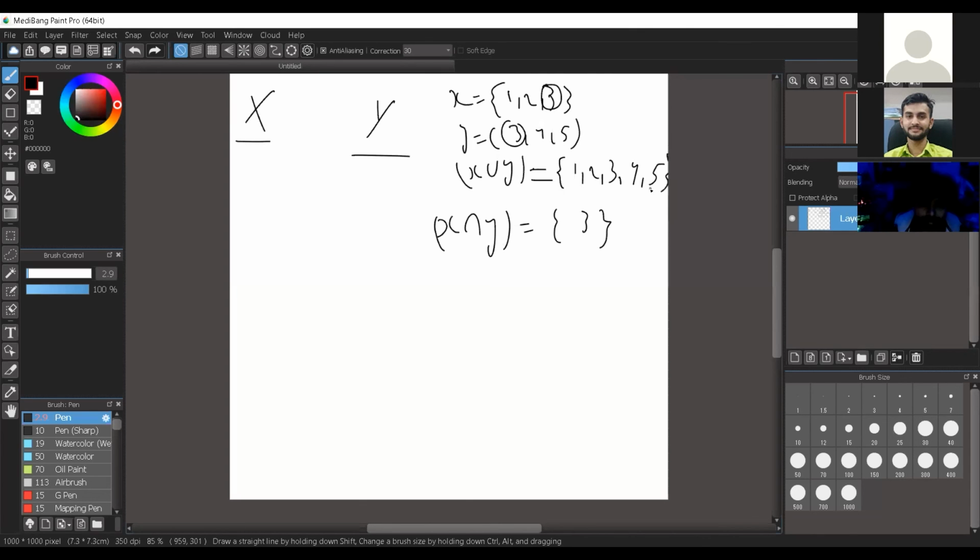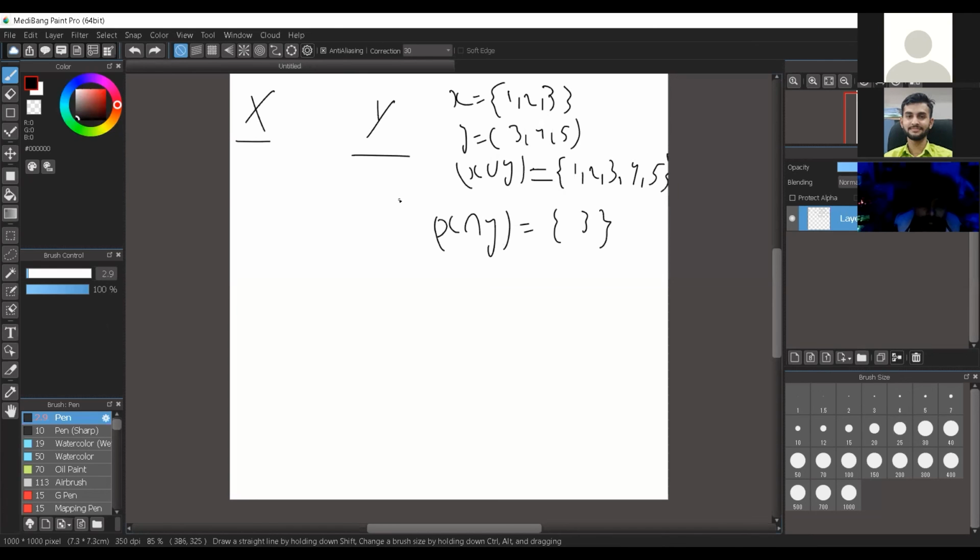Whichever elements are repeated, we write them only once. Do you understand what a union means? Union means when you add two things and make them one. So here we added two sets and made one big set out of that. In that, whichever part was getting repeated, we wrote it only once.